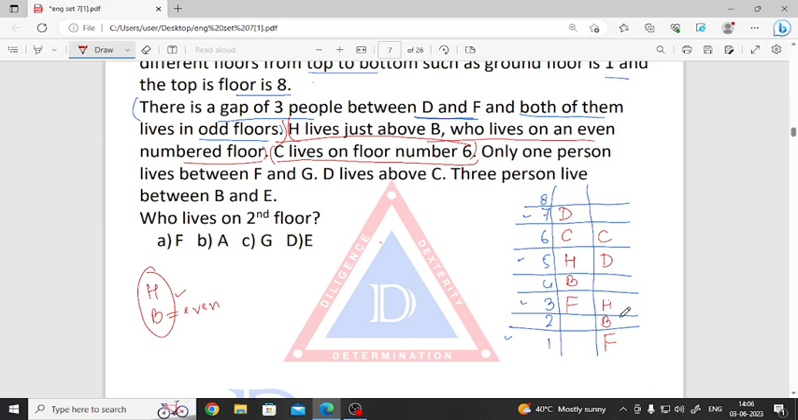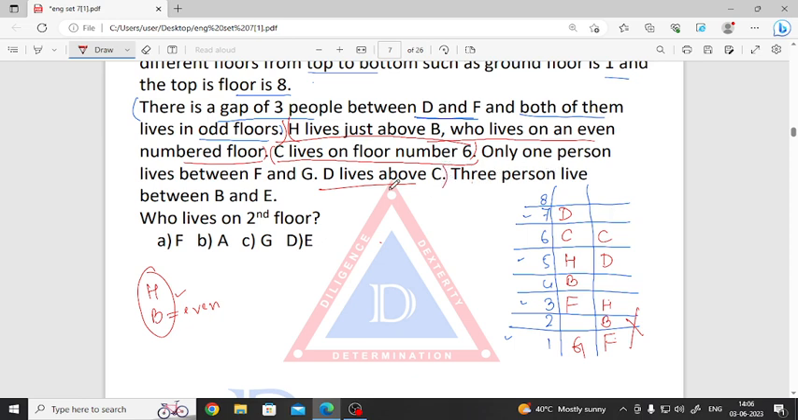Okay, next. What is given? Only one person lives between F and G. Let's see, F, one person, G should be here, but it is not possible. So F and G should be here. And D lives above C. Okay, D is above C.